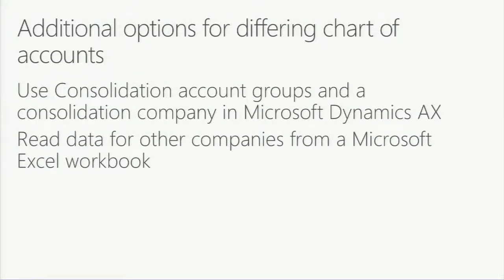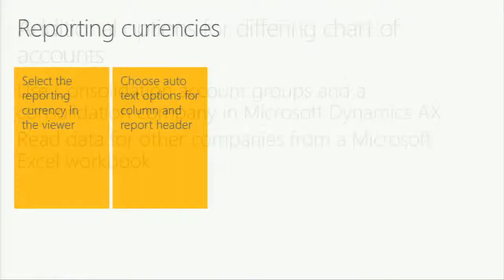So some additional options, as Heidi had mentioned, there's the consolidation account groups and that consolidation company in AX. North America was that consolidation company, so like Heidi showed, you can just generate a report out of Management Reporter for that consolidation company and have that consolidated total as well. And then also reading that other data for companies from that workbook that we already showed. The next piece related to Management Reporter is really about reporting currencies and being able to see the appropriate reporting currency based on the exchange rates that are set up in AX and automatically pulling those into Management Reporter. And then some different ways that you can display those currencies in the Management Reporter web viewer.